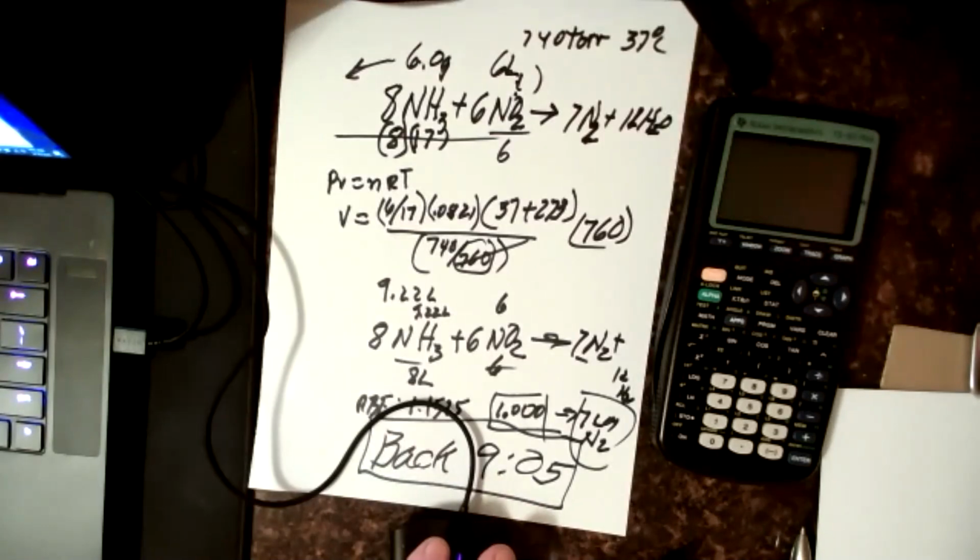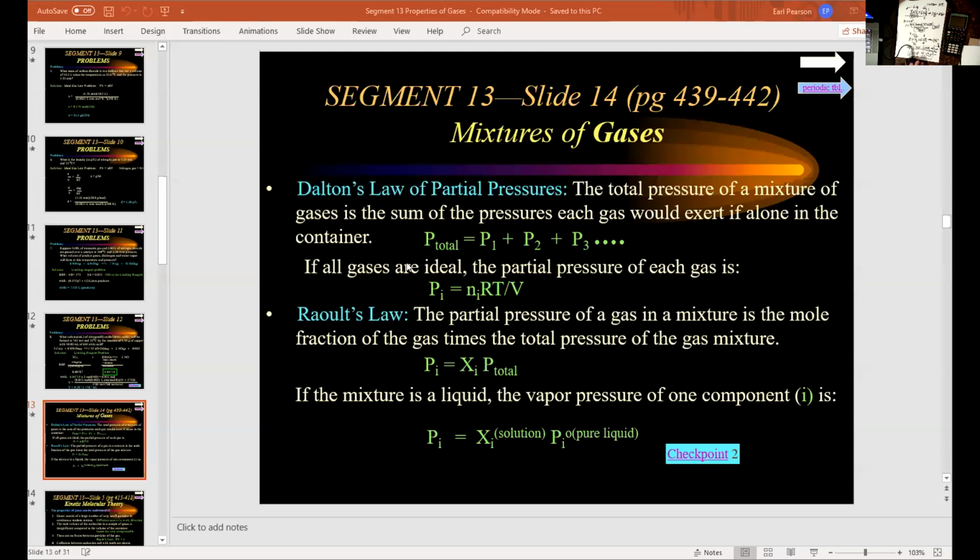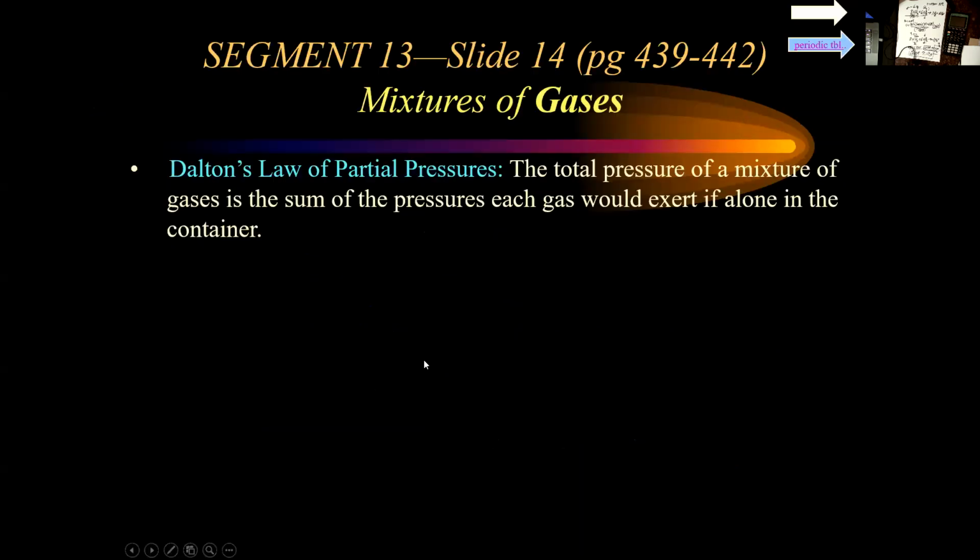And here we are. We're dealing now with some of the other relationships that follow from the ideal gas equation. One is Dalton's law of partial pressures. It just says that the total pressure of all the gases in a mixture is the sum of the pressures each one would have if it were by itself in the container. Those pressures we call partial pressures.